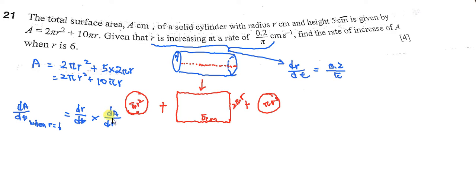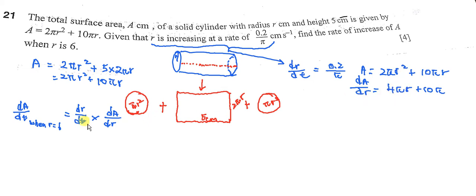Now, therefore, you look at the relationship or the function between A and r. Basically, it is this. A in terms of r square. So if you want to find dA/dr, you just differentiate this. Okay, now let's get A over here: 2 pi r square plus 10 pi r. If we differentiate, dA/dr, we end up with 4 pi r plus 10 pi. This becomes 4 pi r now.